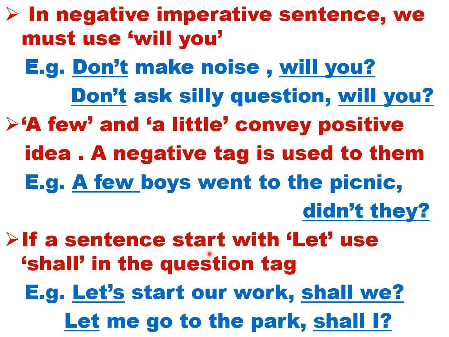If a sentence starts with let, use shall in the question tag. Let's start our work. If you see let's, we must use the question tag shall. Shall, and as it is let's, we must use the pronoun we. Shall we? Let me go to the park. Shall I? Instead of me, we must use the pronoun I. Shall I?